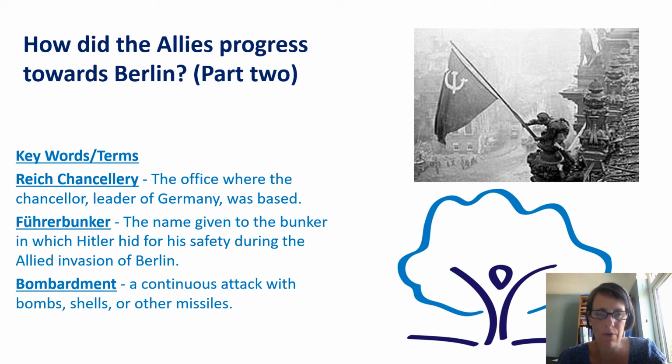So this is part 2 of that lesson, and there are 3 key terms here: the Reich Chancellery, so that's a building, and it's where the Chancellor, the leader of Germany, worked. That obviously was Hitler at this time. The Führerbunker is the underground place underneath actually the Reich Chancellery where Hitler was hiding as the Allies invaded Berlin. And then a word that you may know already, bombardment, which means a continuous attack with bombs or shells or other missiles. So pause the video and write those down.